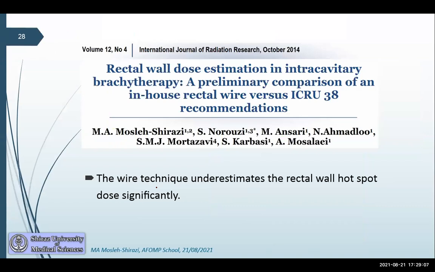Right, in such a geometry, you're only relying on 2D data, and of course you don't have good tomographic 3D information. In this paper, like many other papers that were published on the shortcomings of the 2D method, we concluded that the rectal wire that was used to supposedly show the hotspot in the anterior rectal wall was indeed not doing a good job and was underestimating the maximum rectum dose.